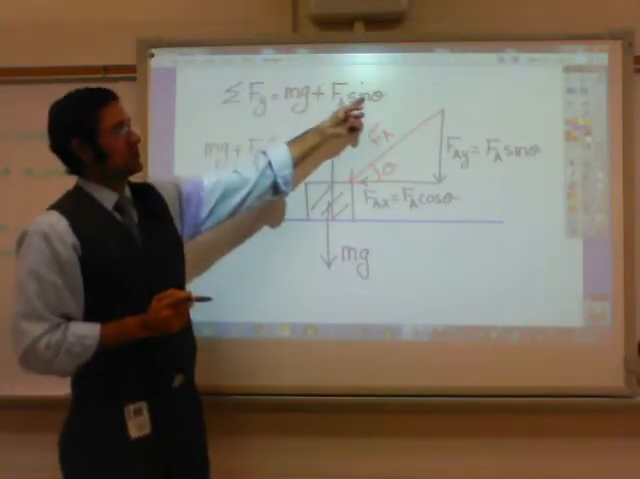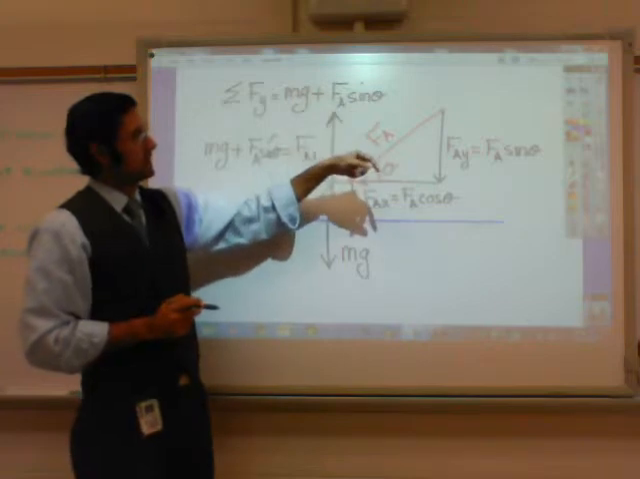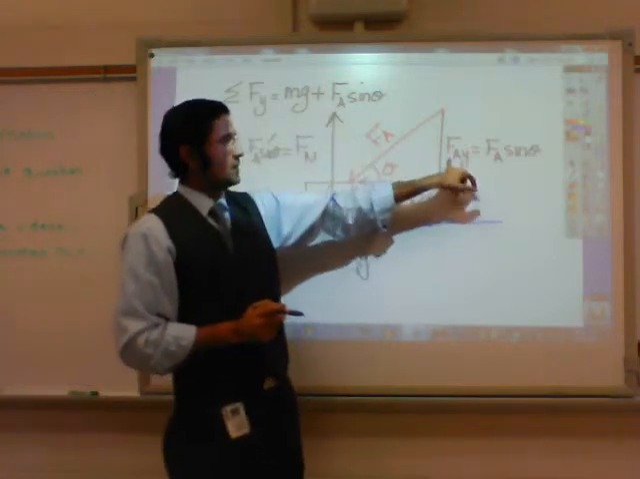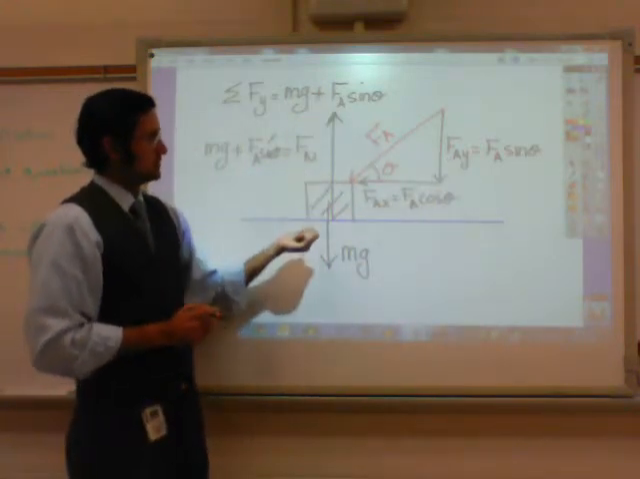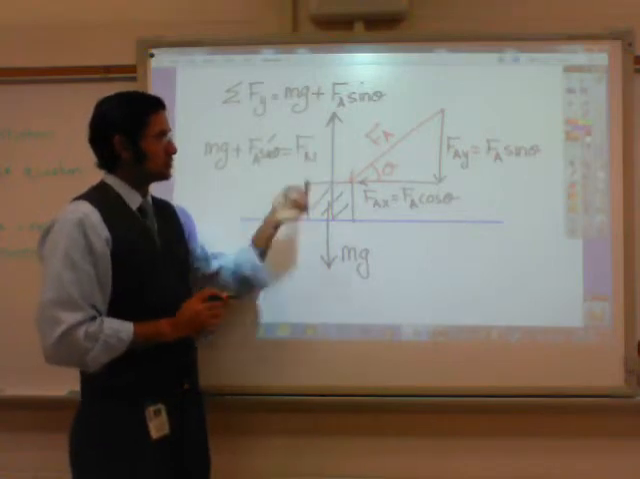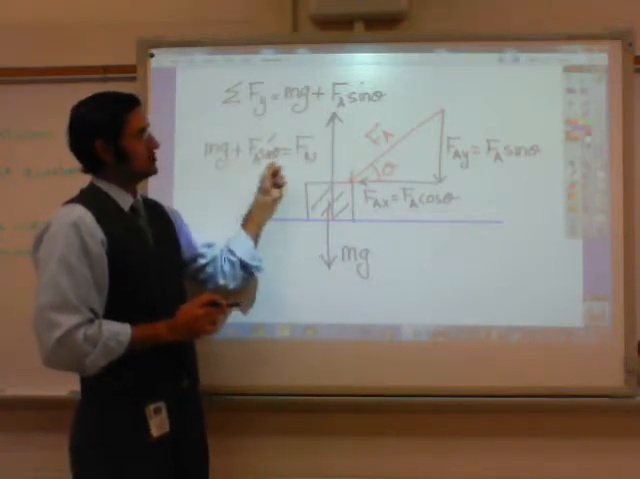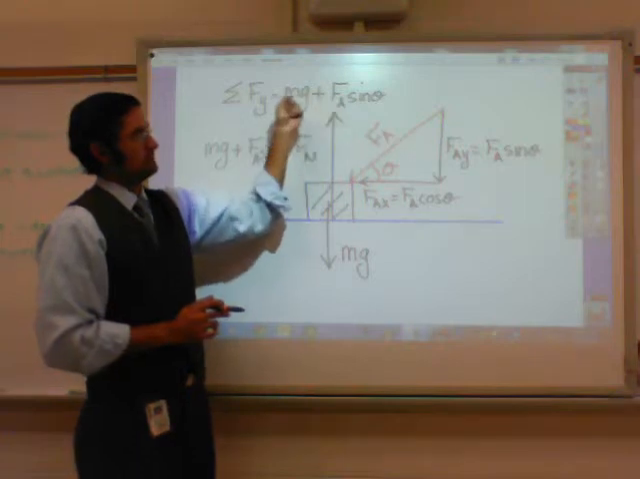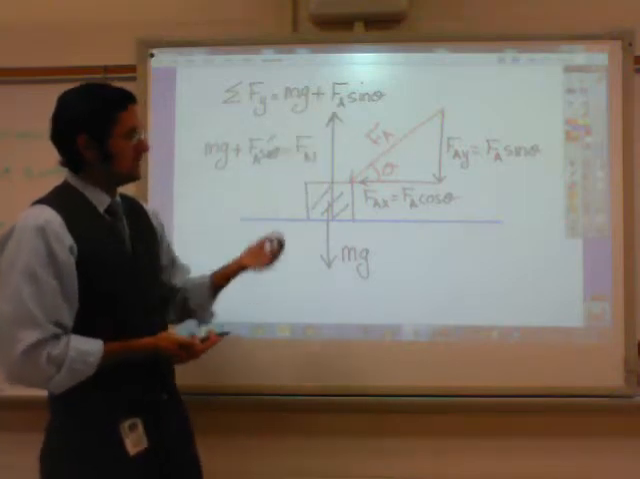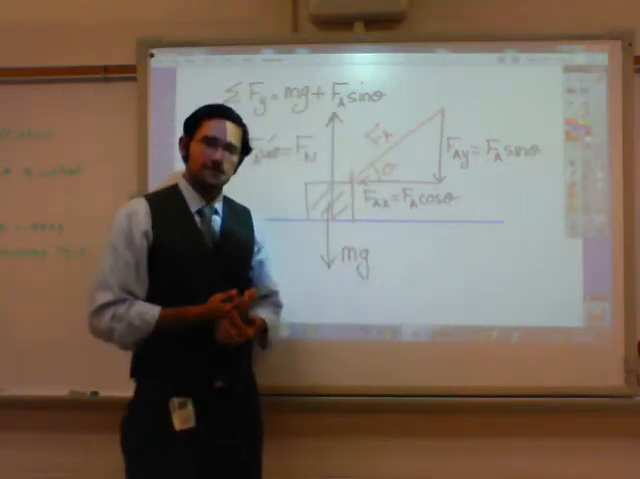The total force pushing the box down is mg plus Fa sine theta. So the total force pushing the box upwards, the force that the surface is exerting on the box, which we call the normal force, has to be just as strong. So that's how you find the normal force if you're pushing down and to the right.